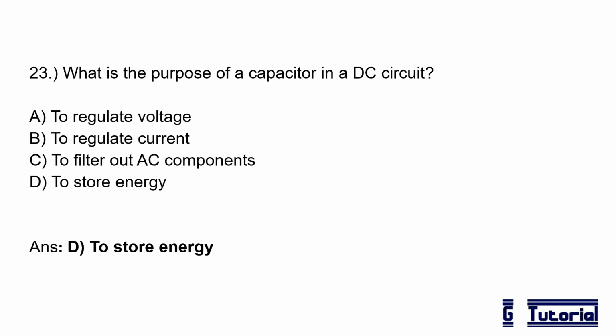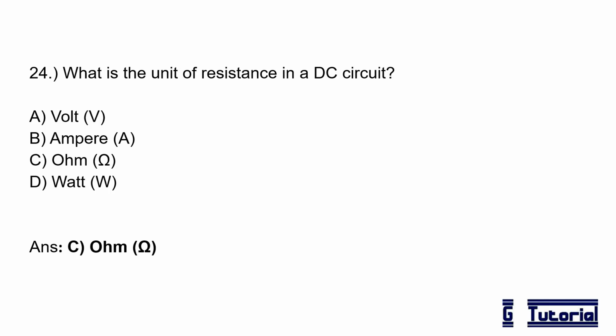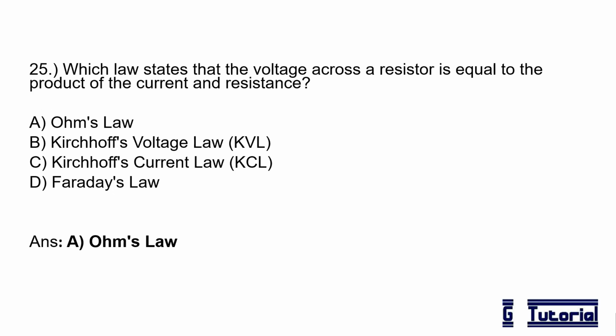What is the purpose of a capacitor in a DC circuit? The capacitor is used to store energy. What is the unit of resistance in DC circuit? Ohm is the unit of resistance. Which law states that voltage across a resistor is equal to product of current and resistance? It is the Ohm's law.